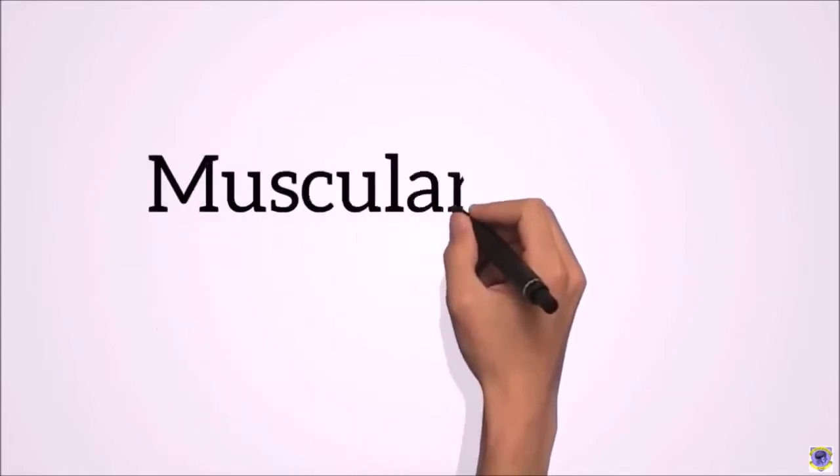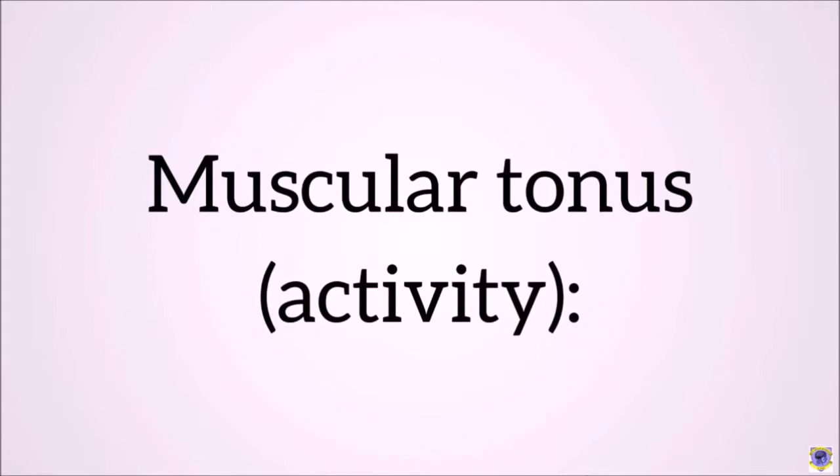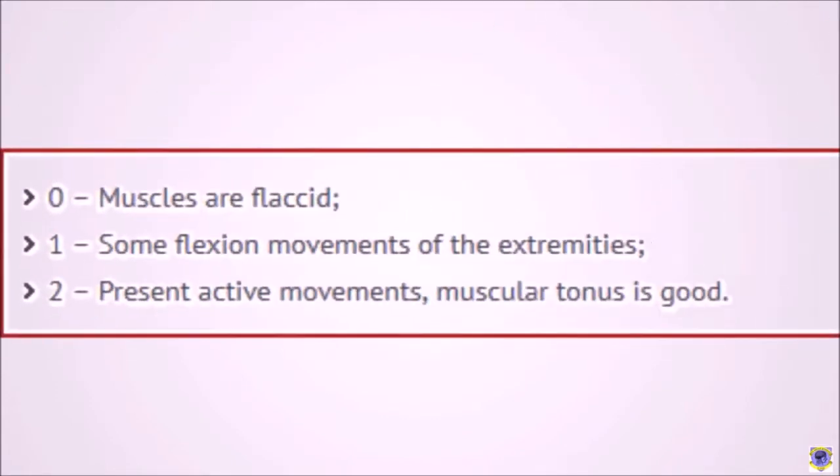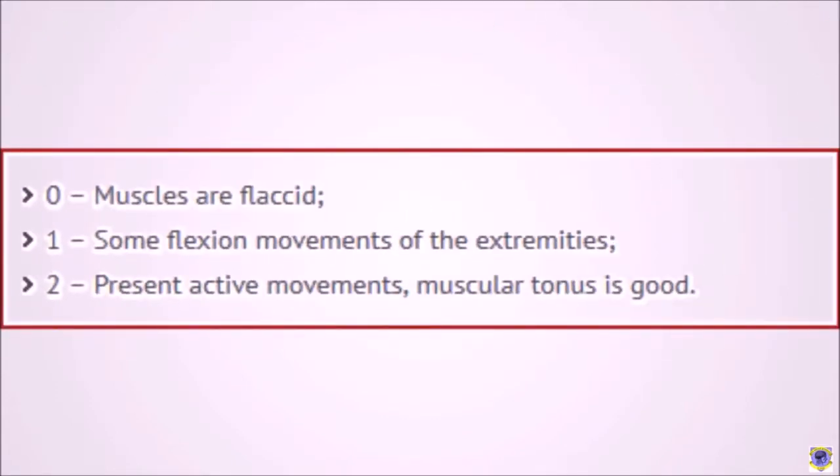Muscular tonus, activity. It is estimated based on active and passive movements. 0 means muscles are flaccid, 1 means some flexion movements of the extremities, and 2 means active movements are present and muscular tonus is good.